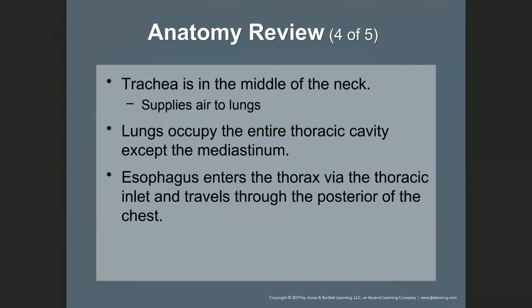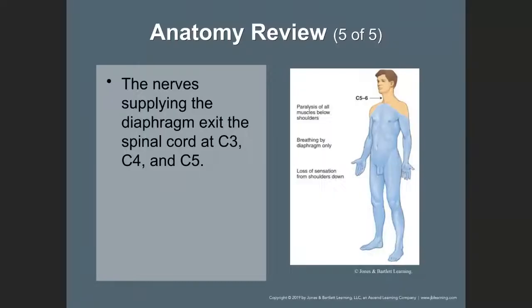The trachea is in the middle of the neck and it supplies air to the lungs. The lungs occupy the entire thoracic cavity except the mediastinum. The esophagus enters the thorax via the thoracic inlet and travels through the posterior of the chest.